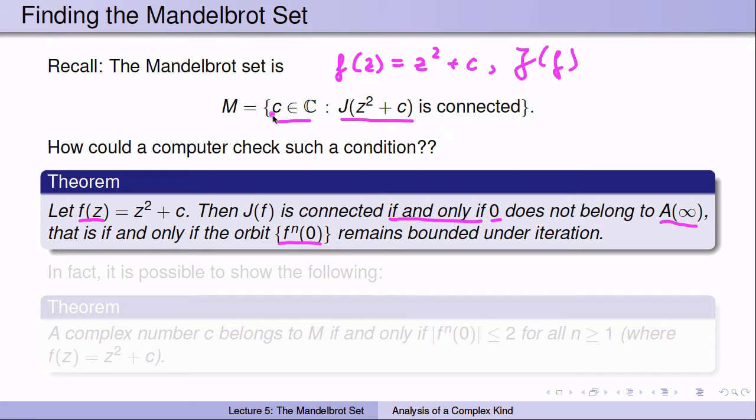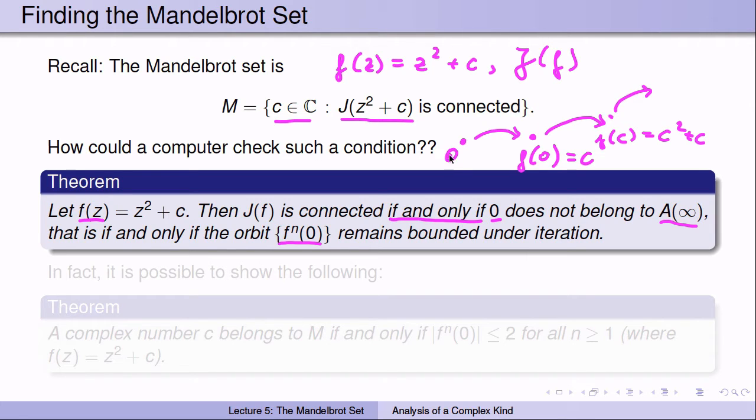So what do you do now? You pick a complex number c. You consider the corresponding quadratic polynomial f of z equals z squared plus c. You plug in 0, and you follow the point 0 around. Where does 0 get mapped under f? It's mapped to f of 0, which is 0 squared plus c, so that's c. Where does c get mapped under f? It gets mapped to f of c, which is c squared plus c. And where does that get mapped under f?